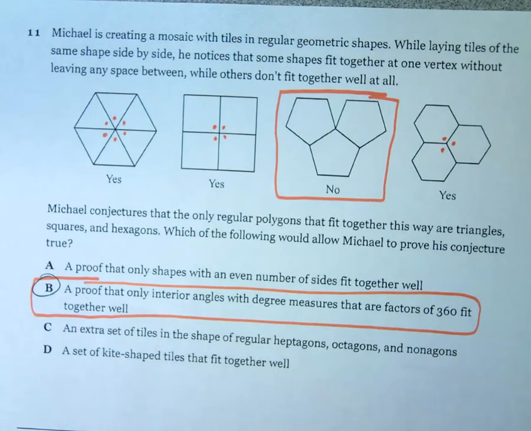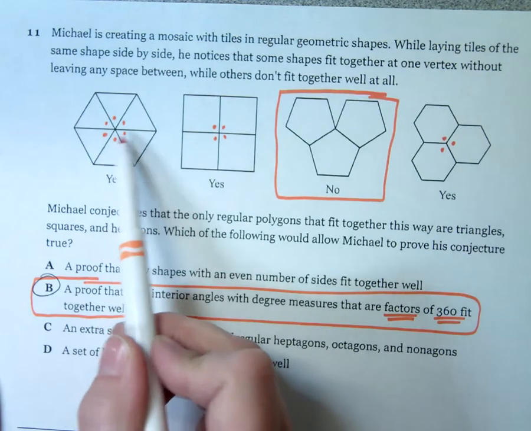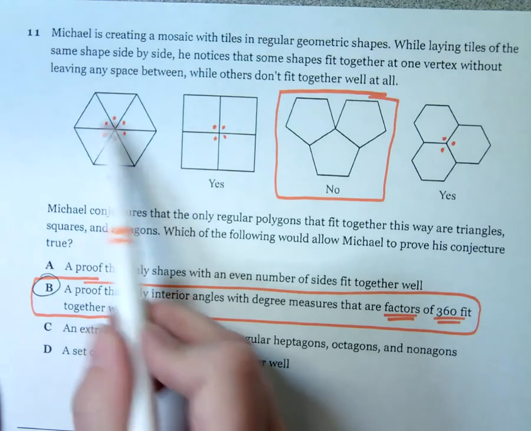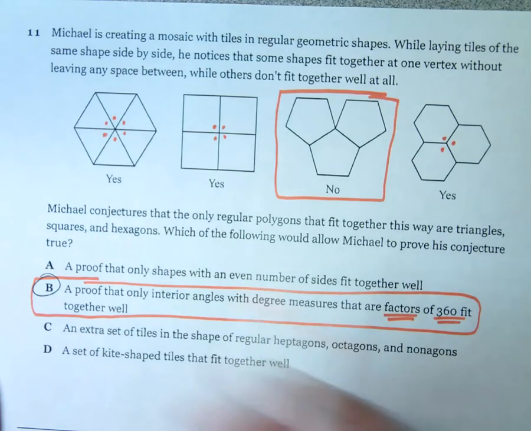A proof that only interior angles with degree measures that are factors of 360. These have to be factors of 360 in order for all of them to add up to be 360. So that is B.